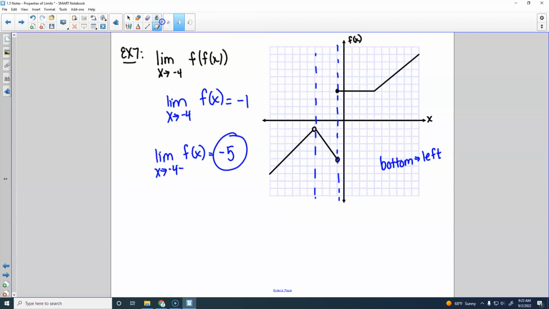Oh, yes, thank you. That's what I was doing on my graph, but I didn't write it correctly.